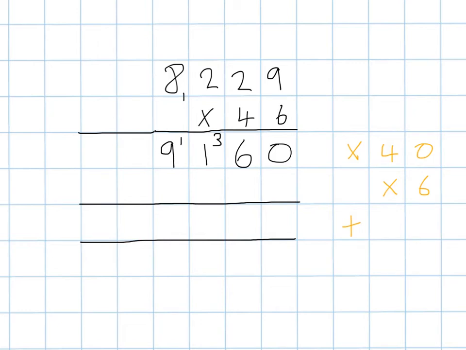And then 4 multiplied by 8 is 32. So 320,000 would go in the hundreds of thousands and tens of thousands column. I would then multiply 8,229 by 6. 9 multiplied by 6 is 54. 4 and 50. 6 multiplied by 2 is 12. Add 5 is 17.